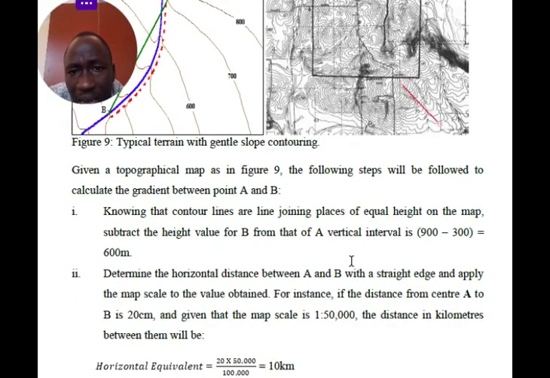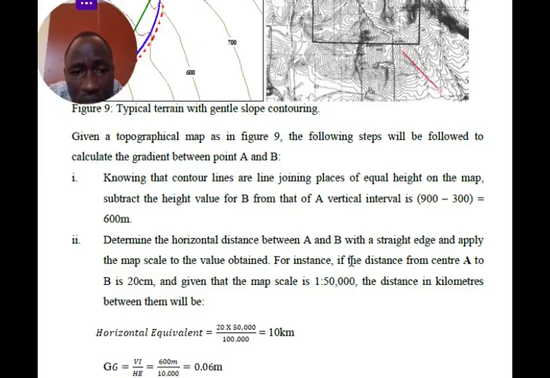Now when you look at the other diagram, they're trying to show the contours, how they are spread. We are seeing two closely compacted contours in there. There are also some calculations that you may use. Knowing the contour lines, which are lines joining places of equal height on a map, they are saying to subtract the lowest value, B, from that of A. In other words, they are looking for what we call the contour interval.